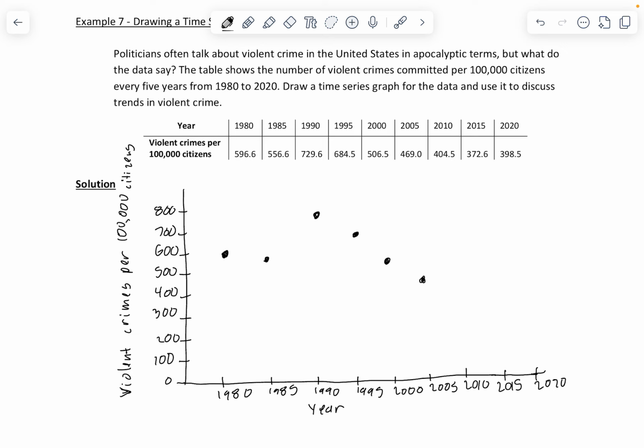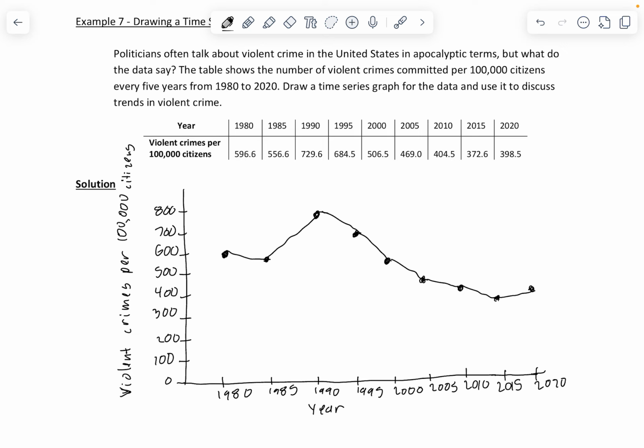2010, 404.5. Let's say that's about here. 2015, 372.6, about here. 2020, 398.5, so about here. And then connect those with straight lines. Which gives you a clear sense of the trends of the data, right?